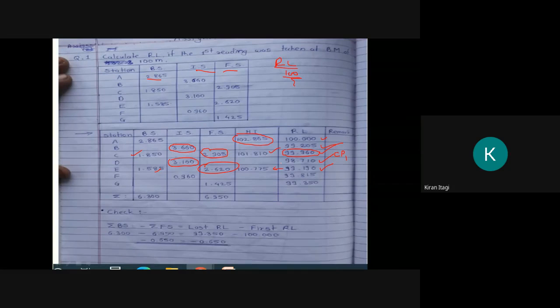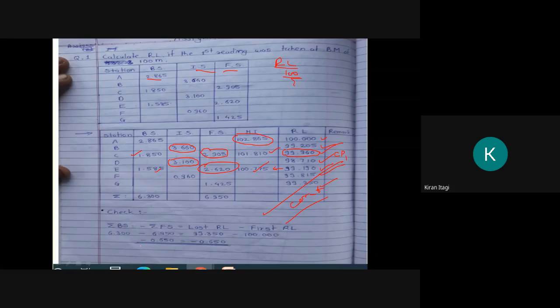Sorry, 1.585. We are getting 100.775, correct? And for this one, we are deducting 0.960. That is 99.815, correct? 100.775 minus 1.425. Okay, we are getting 99.350. Okay, this is correct. Who has done and sent me?